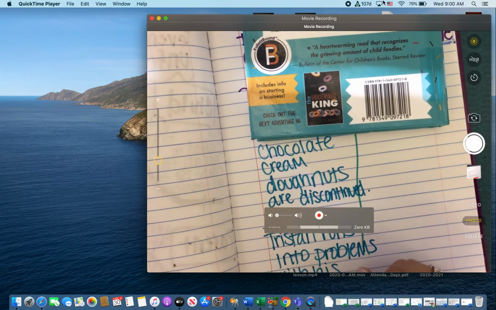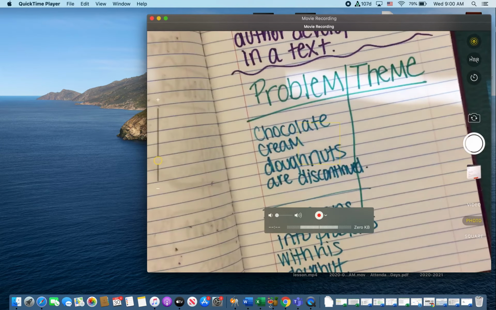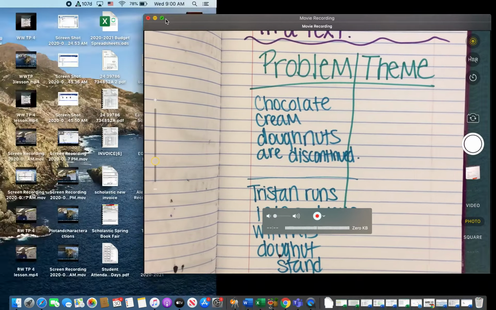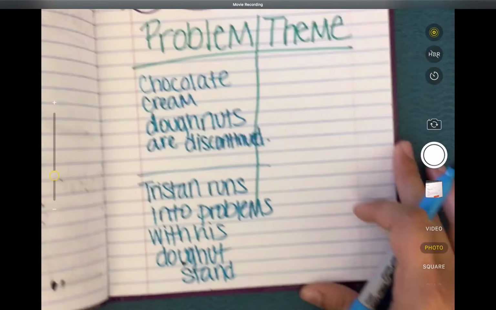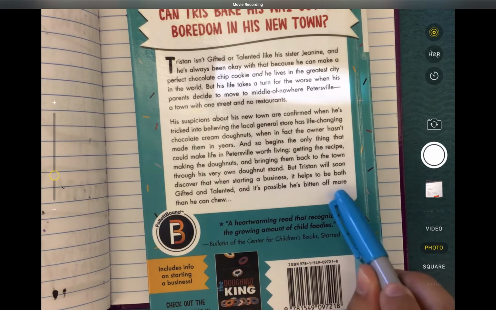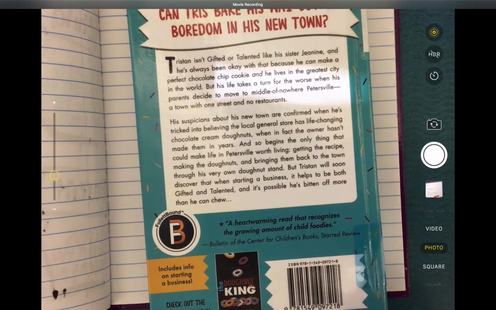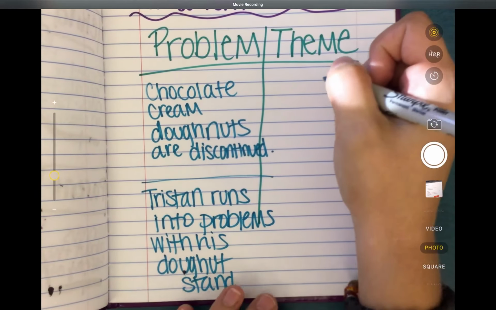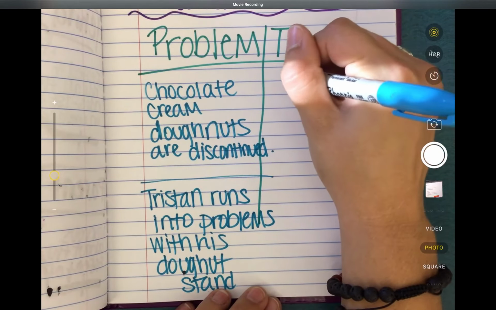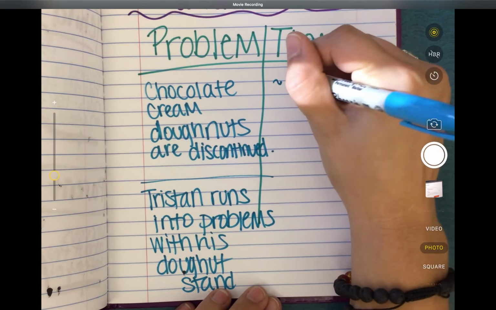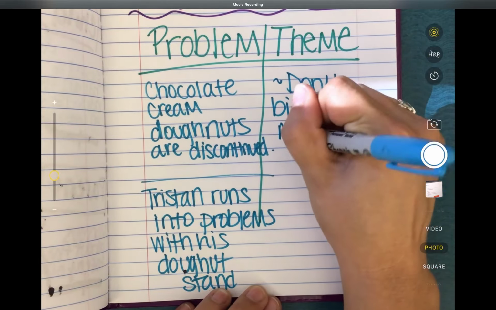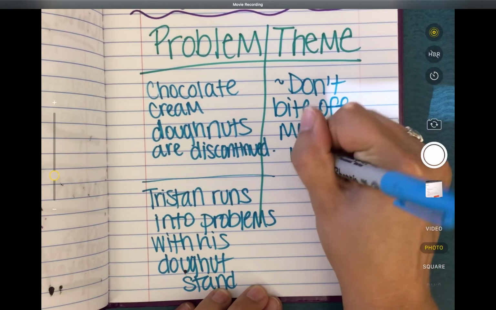So this second problem is really where I am getting my theme from. I feel like the overall author's message, the theme of this, the funny thing is, I feel like it actually says it in this very last line. It's possible that he's bitten off more than he can chew, which, by the way, is a really nice pun since he's trying to make donuts, right? Okay, so I'm going to go ahead and say for the theme, don't bite off more than you can chew is one possible theme.